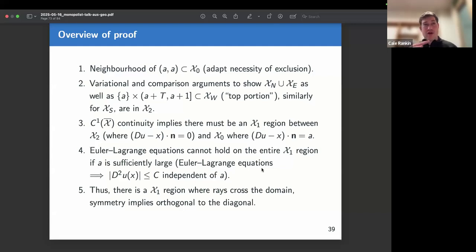So our Euler-Lagrange equations can't always hold. And the only alternative to the Euler-Lagrange equations is rays with both endpoints on the boundary. So that tells us for A sufficiently large, not only are there our Euler-Lagrange equation regions, but there's a region where rays have both endpoints on the boundary.